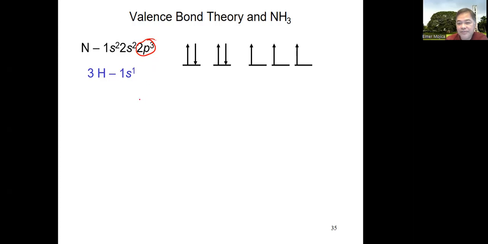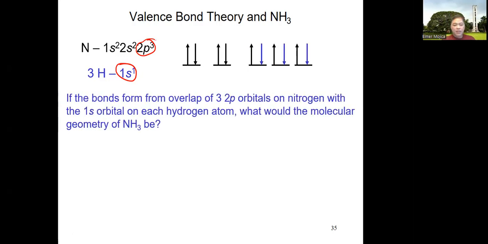As you look at this, you have 2p3 here, and then you have 1s1. So you have three orbitals that are unpaired, and you have here an s orbital that is unpaired. All you need to do is mix or add it to that one, and you form what we call covalent bond formation between nitrogen and hydrogen. So if the bonds form from the overlap of three 2p orbitals on nitrogen with the 1s orbital on each hydrogen atom, what would the geometry of ammonia look like?